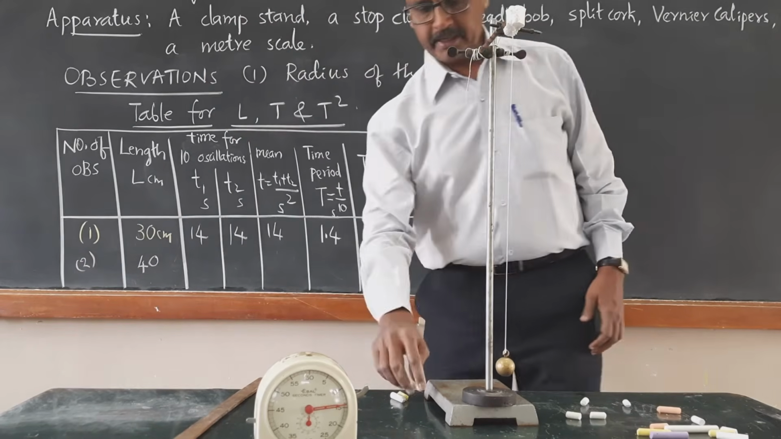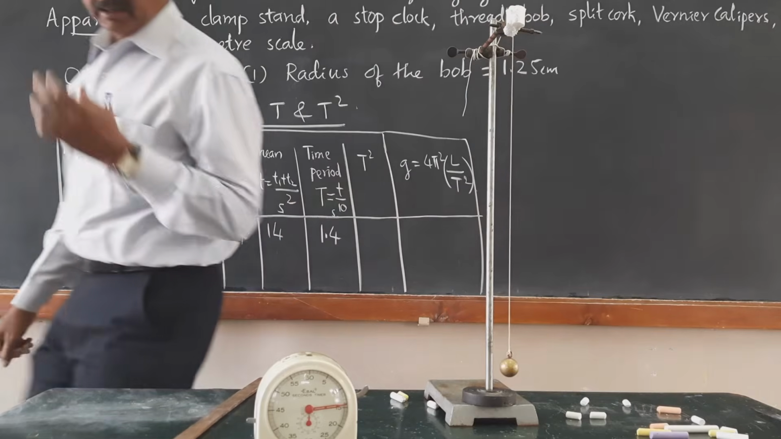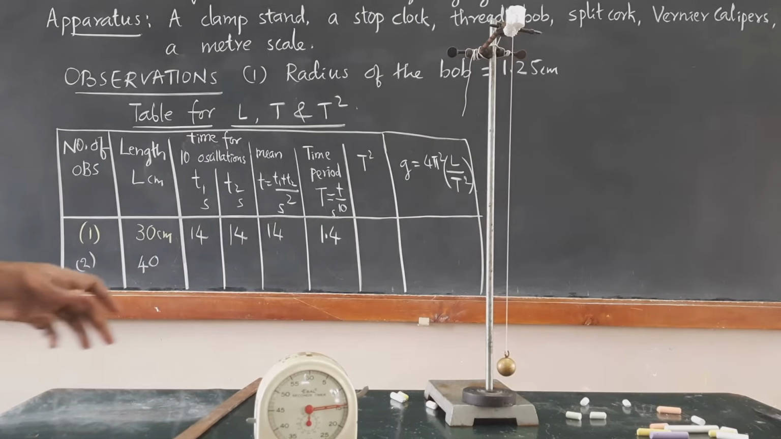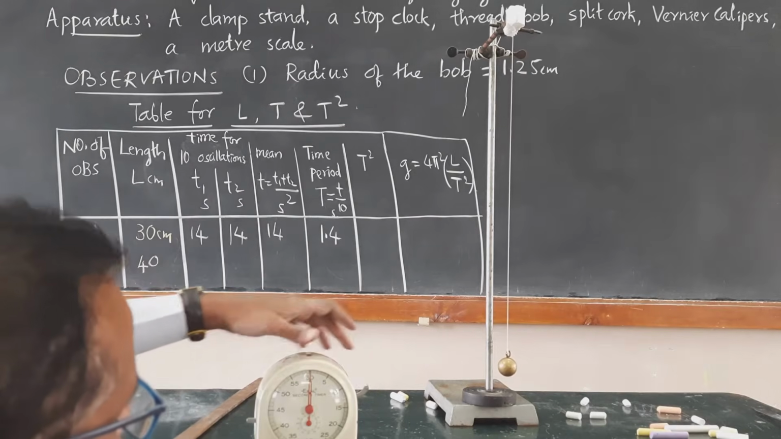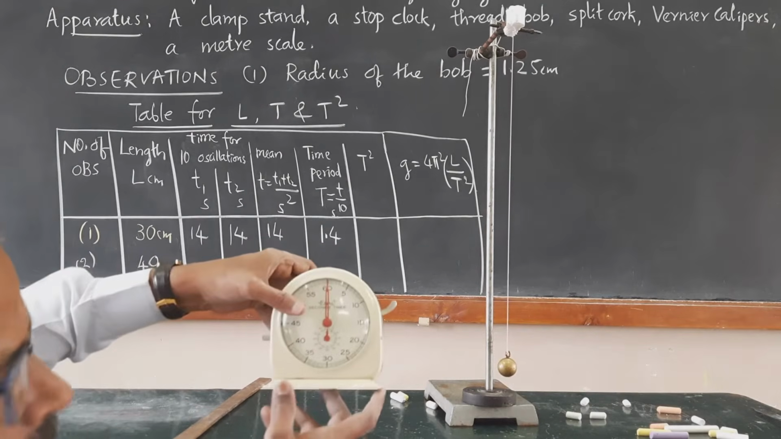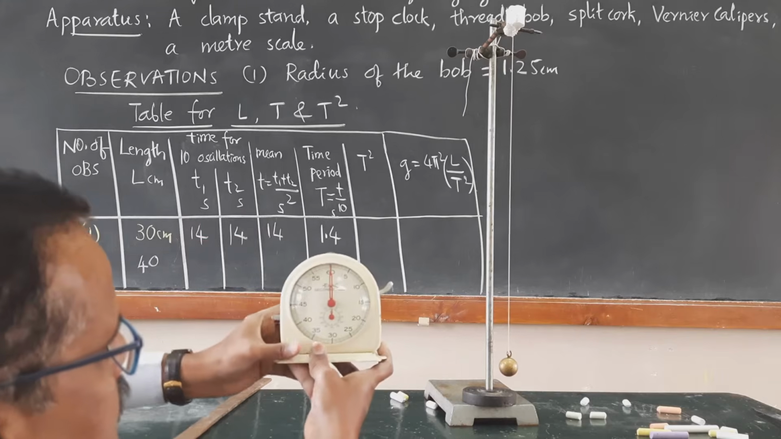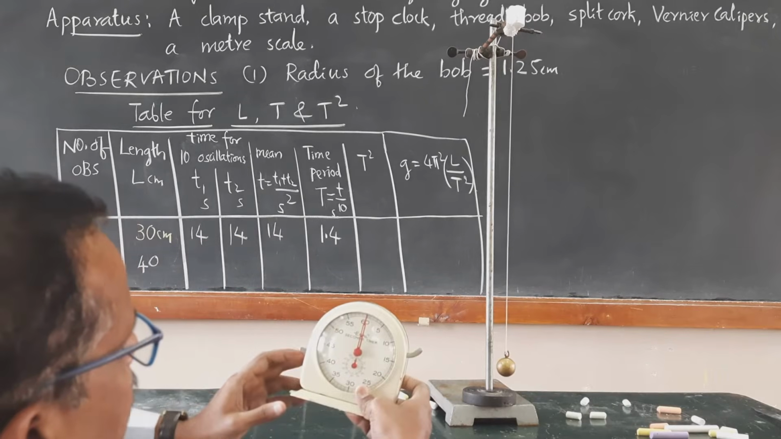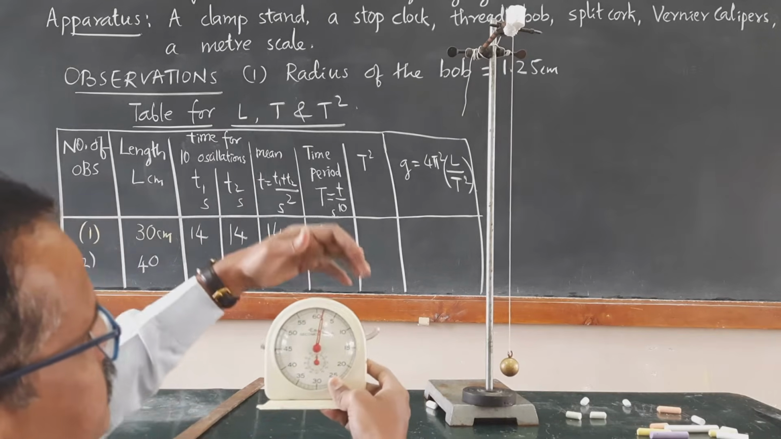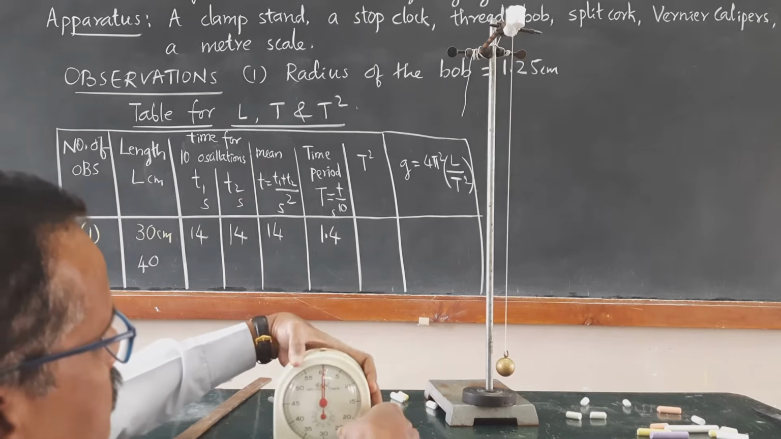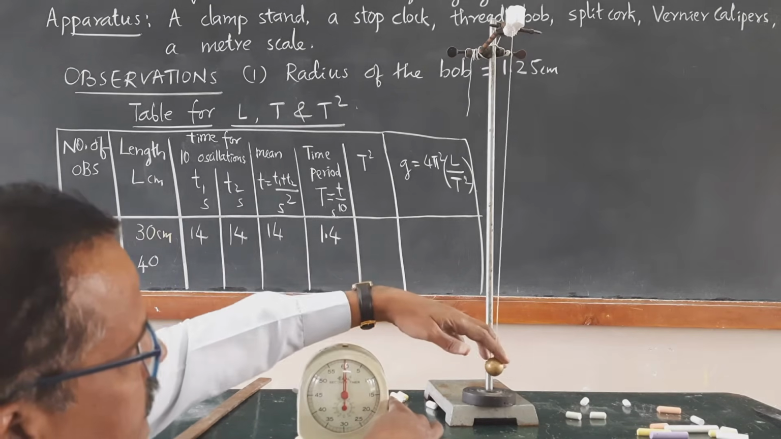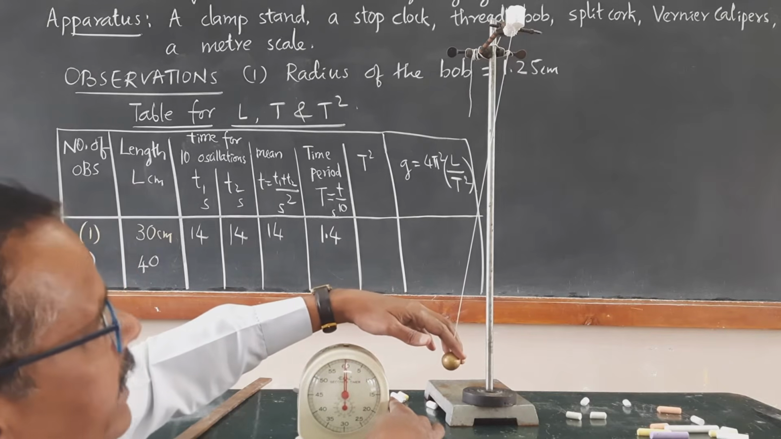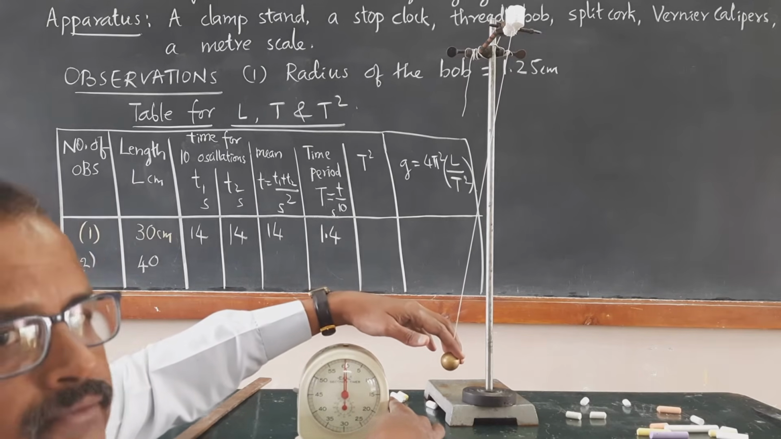Now again I have to reset the stopwatch and repeat the same procedure. It is now set for 0, you can see. Now again I am setting it for ready. Now for small displacement again I am carrying out for a length of 40 centimeter.